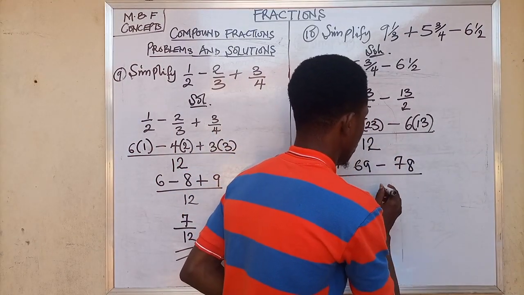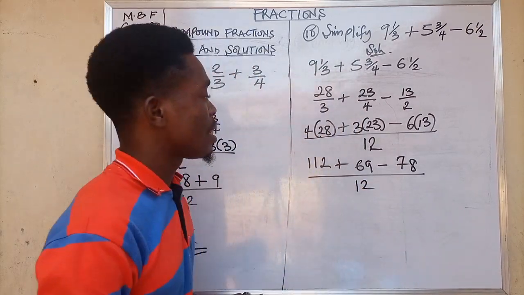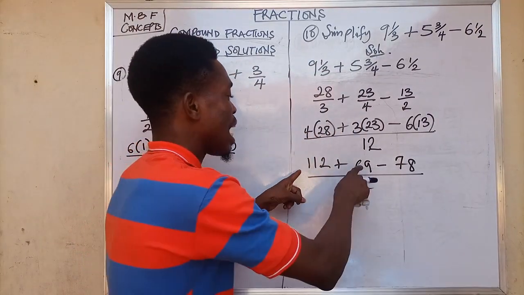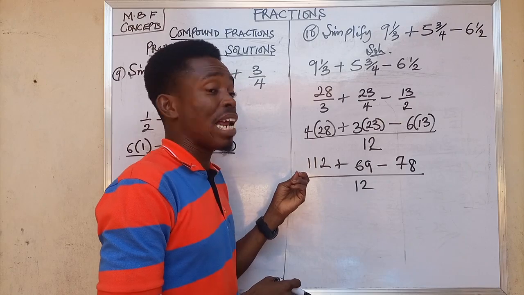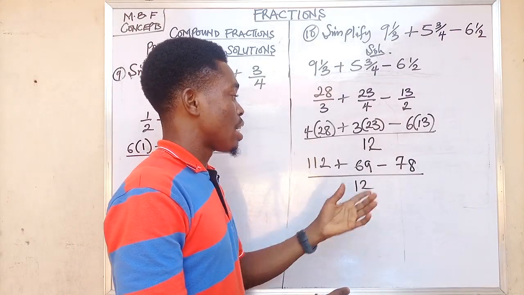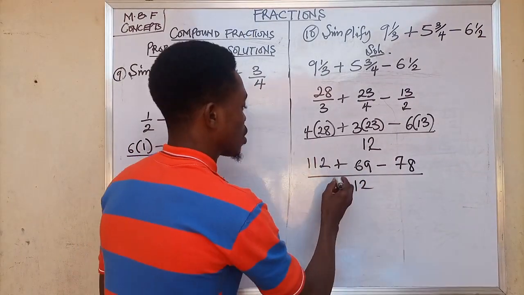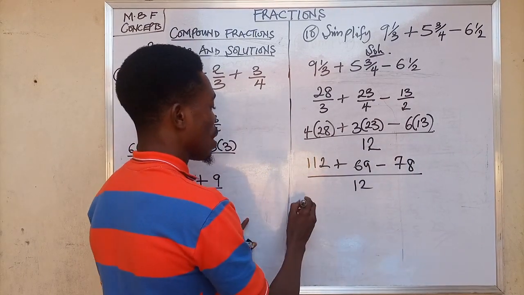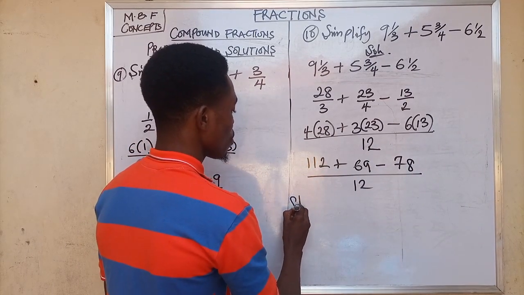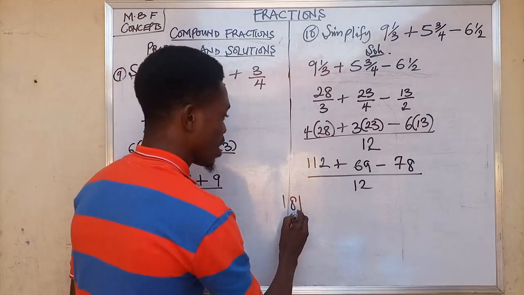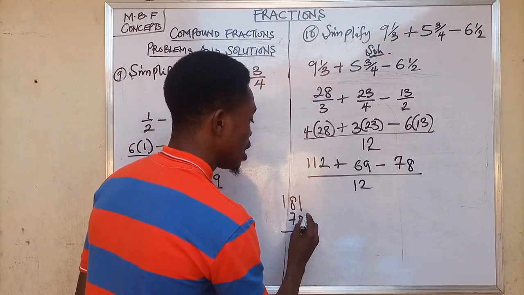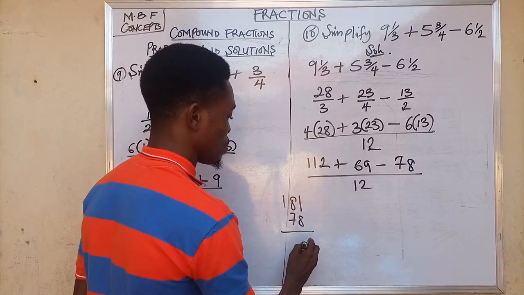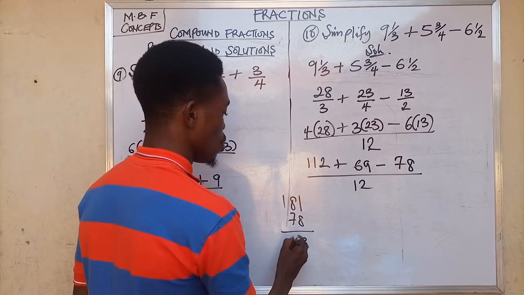Sorry, minus 78 all over 2. Guys, the next thing you do is to what? Add 69 to 112 and remove 78. So when I add 69 to this, we are going to have 112 plus 69, guys. We are going to have 181. Now, when we remove 78 from 181, carry 1 from here, put it here, becomes 11. That's 3. This is 0, and this is 1.